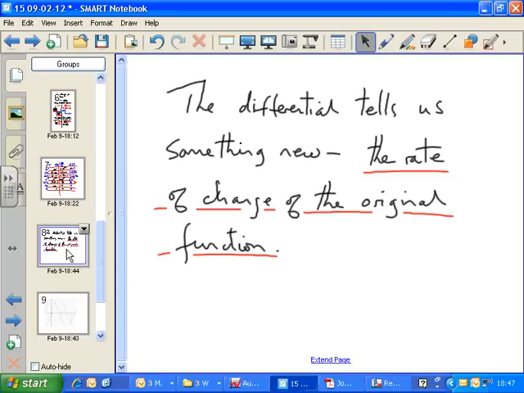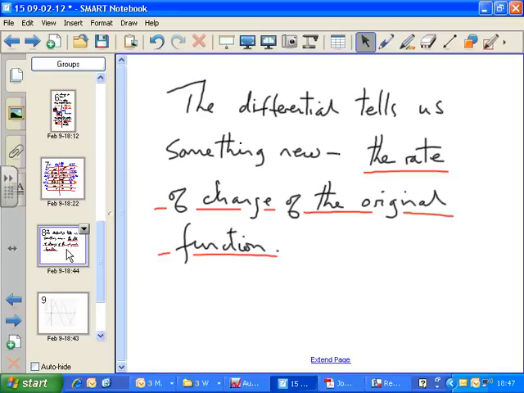We've seen right at the start of today one example of that. We can use the fact that this differential gives us a rate of change because I want a maximum value, and at that point the rate of change has dropped to zero, it's maximum. So I use this new function and then find out when that's zero.